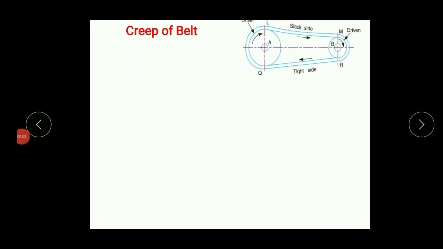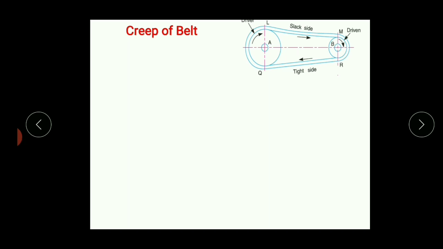Now what is creep of a belt? As we know, in the belt and pulley system there are two sides of the belt. One is called the tight side and the other is called the slack side. The tight side has higher tension as compared to the slack side, and as we know the material of the belt is somewhat elastic because of its material like rubber and fabrics. That's why, due to higher tension, it can elongate.